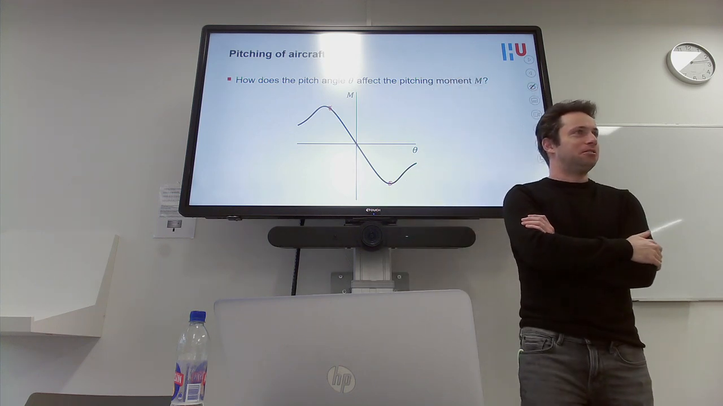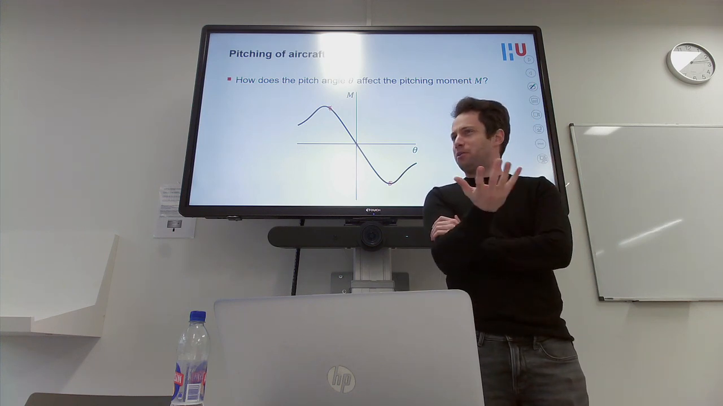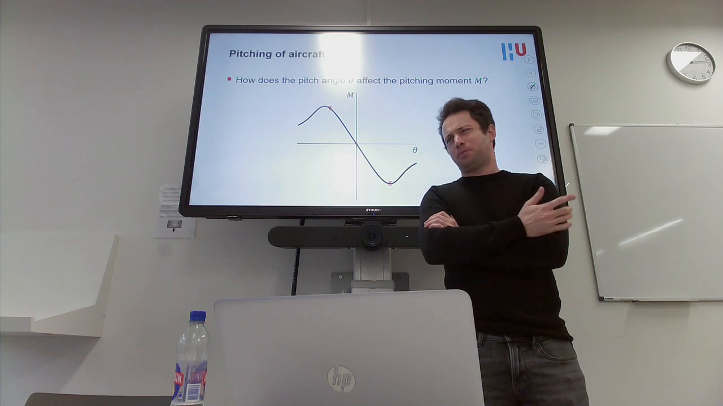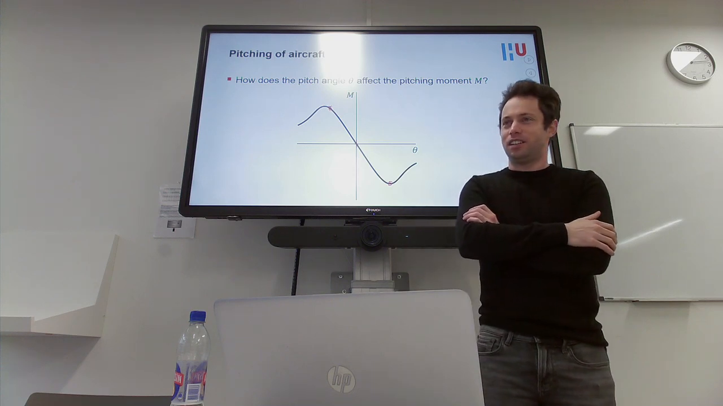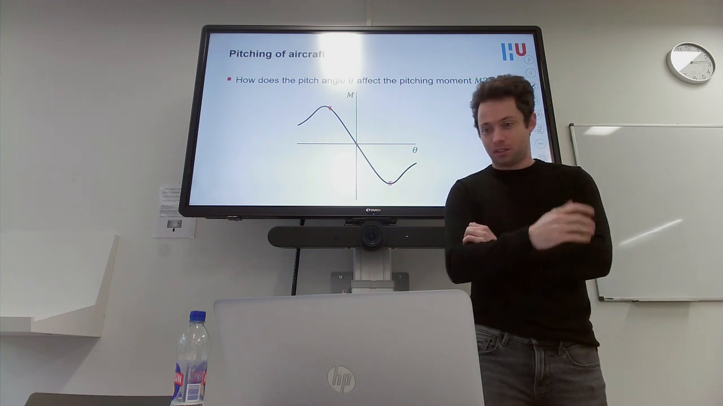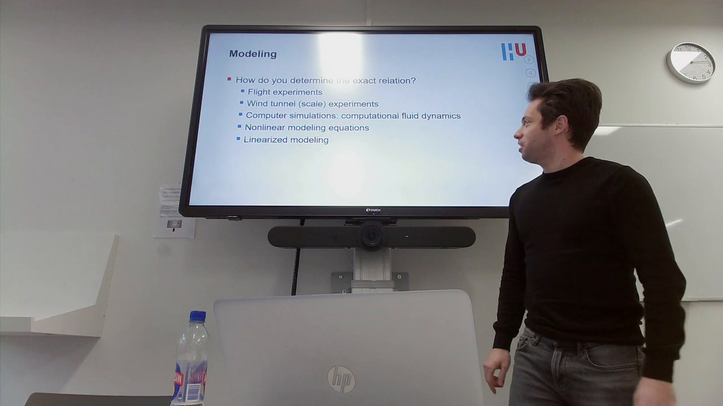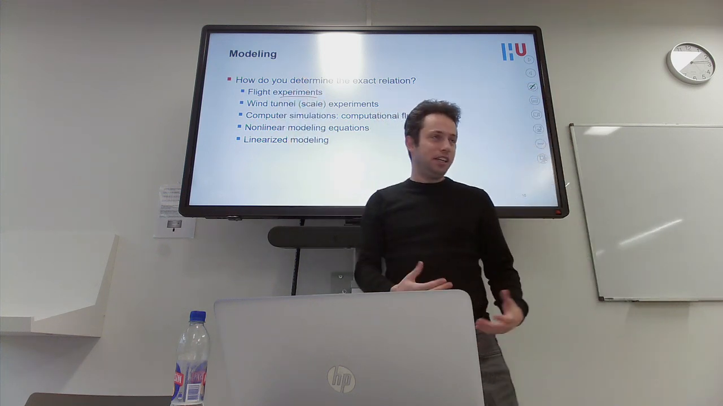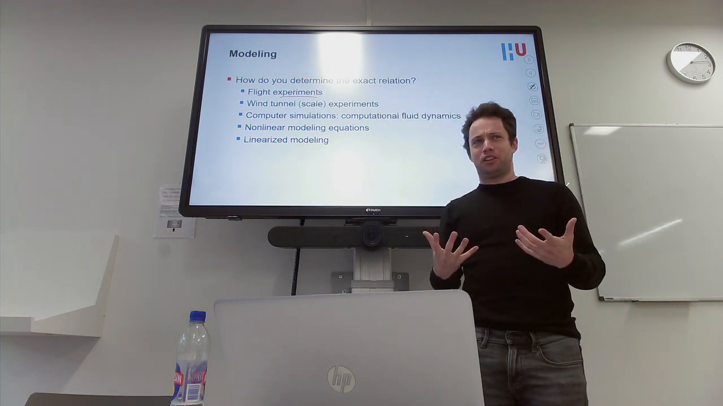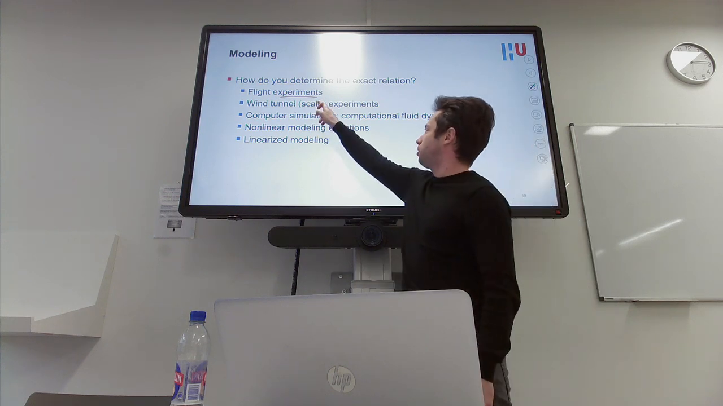Now, the first question is, how do we get a graph like this? What do you guys think? What are the options? Experiments. Yeah, it's kind of expensive. Yeah, and scary. Simulation. Software. Yeah. There's a lot of different options. The first one is experiments. It's really expensive, and you can't really do everything. You don't want to crash your airplane. It could be scary.